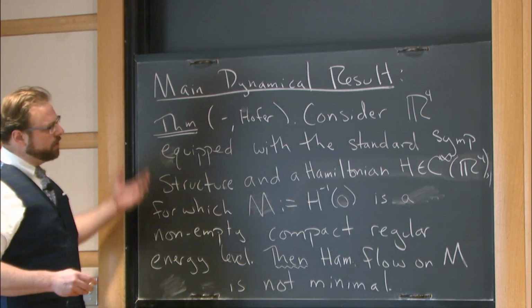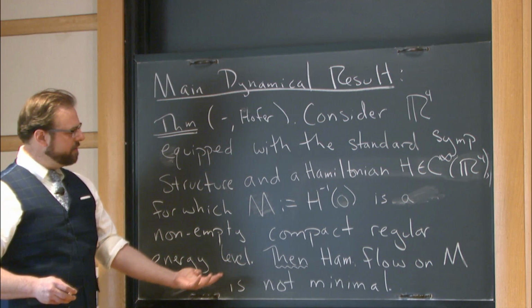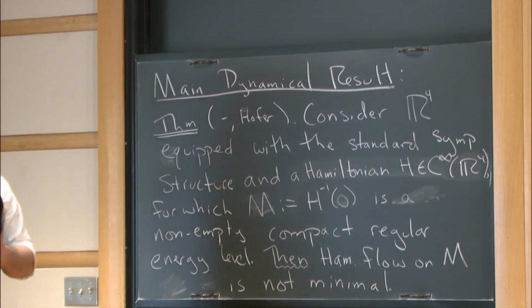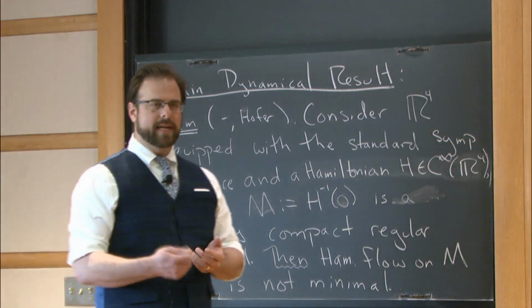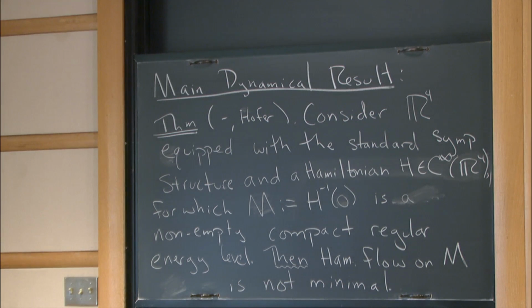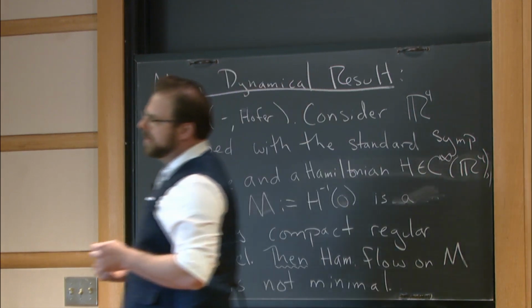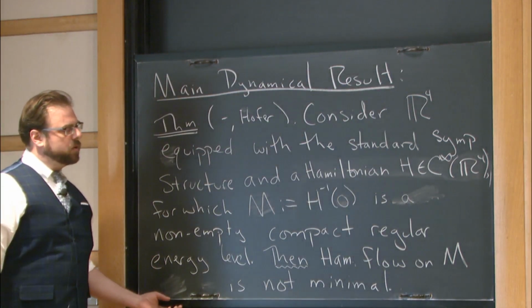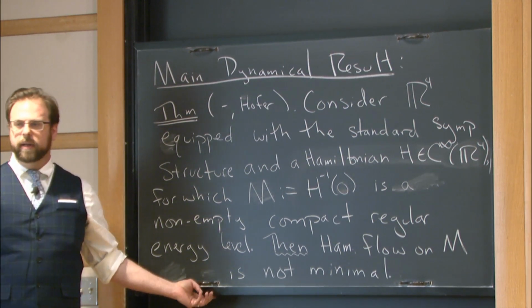So maybe you're looking at this result and you've forgotten or never known what it means for a flow to be minimal. Basically, a flow is minimal if every trajectory is dense in the manifold. So what's an example of a flow which is not minimal? Anytime you have a periodic orbit, right? Because that trajectory is certainly not dense. So to say that a flow is not minimal, maybe we're saying there exists a periodic orbit.